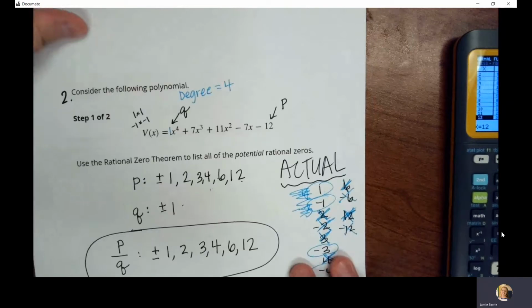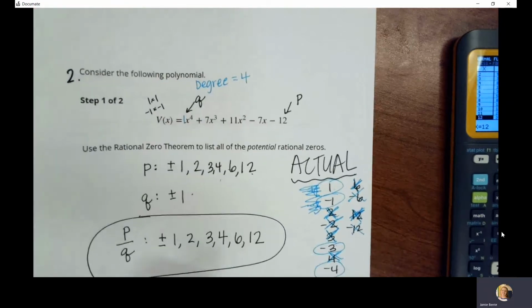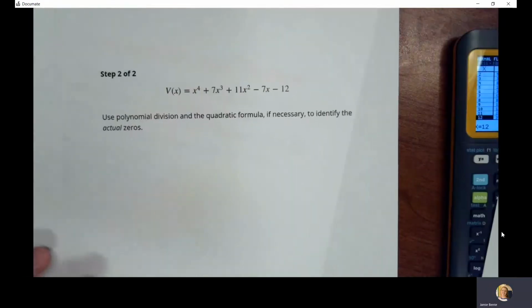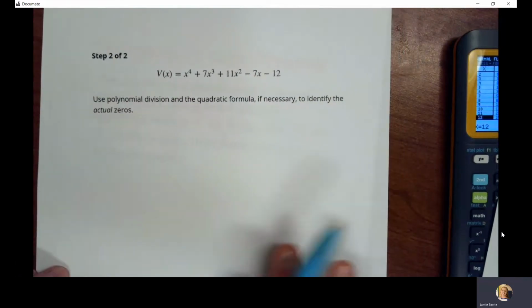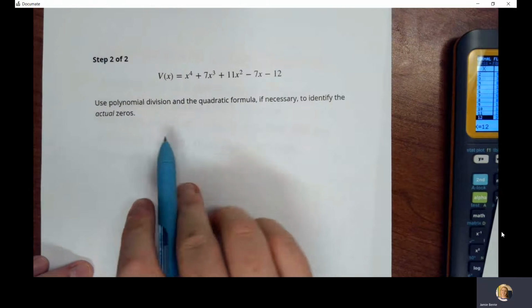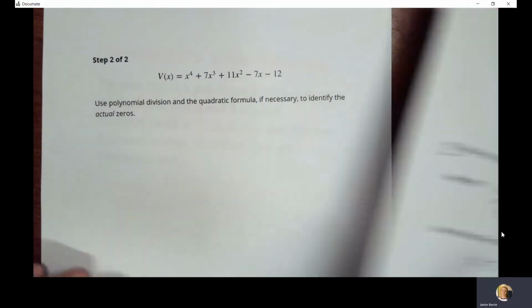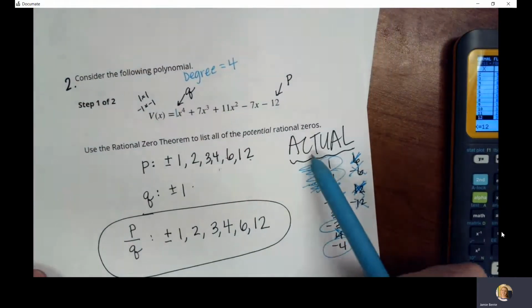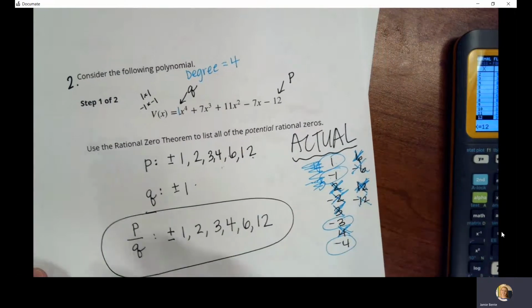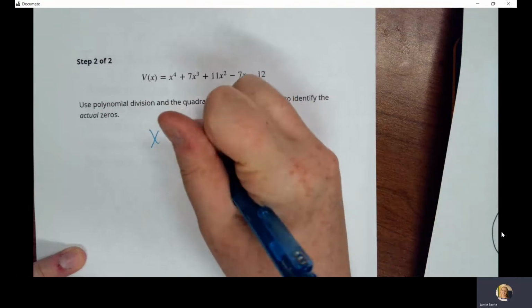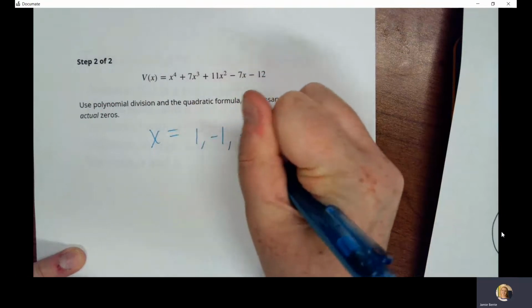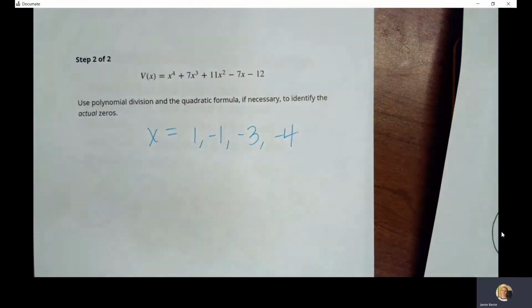So for step 2, which says use polynomial division and the quadratic formula if necessary to identify the actual zeros, we don't even have to do that because we were able to use the rational zero theorem to identify all 4. All right, so we just list those out. Our actual zeros were 1, -1, -3, -4.